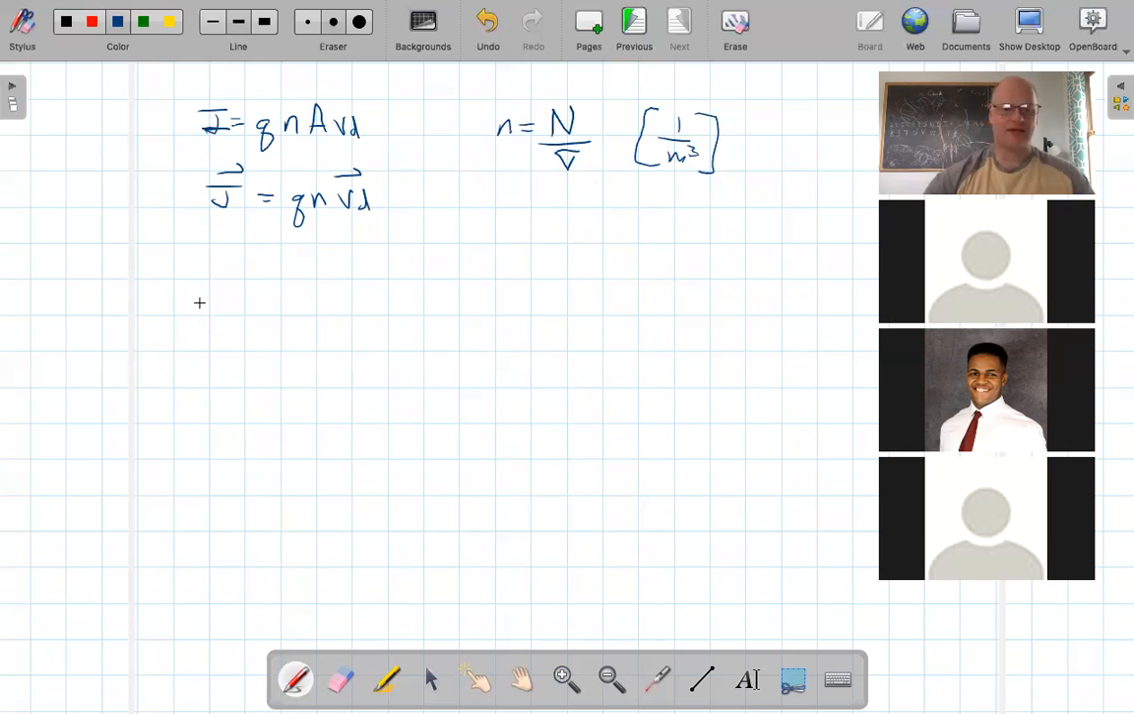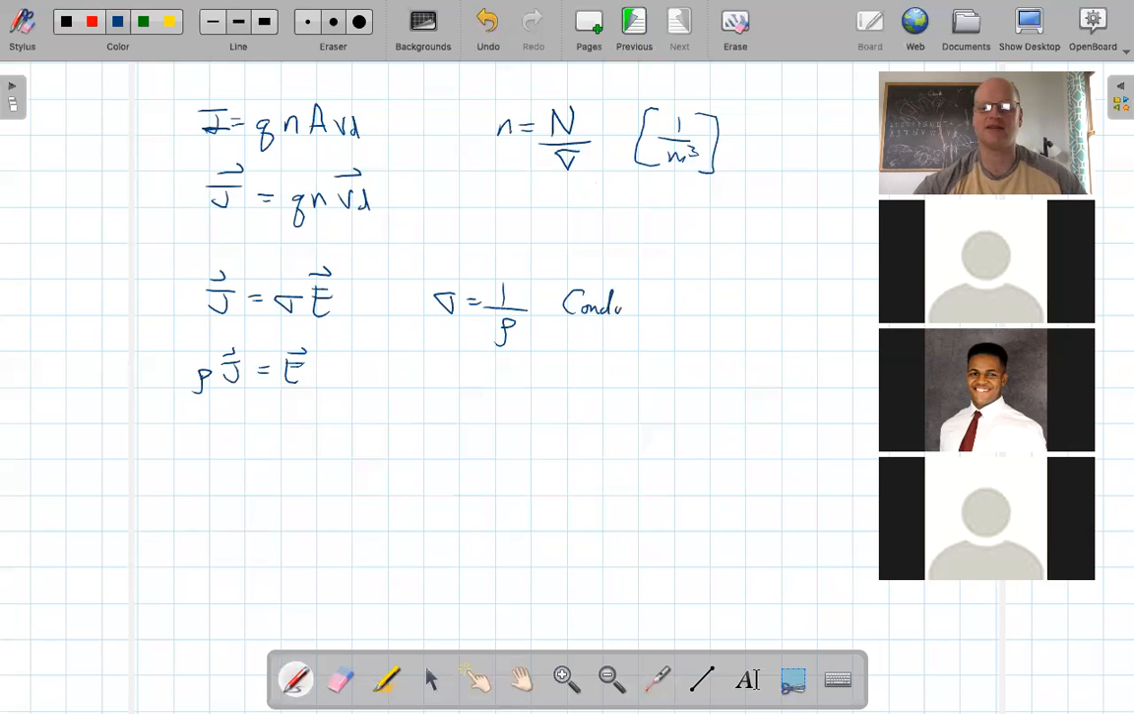From this, the current density is related to the electric field by the conductivity, where the conductivity is equal to 1/resistivity. So I can also write this as rho times J is equal to the electric field. So it just says that the direction of the current density is in the same direction as the electric field, since rho and sigma here are always positive quantities. So this is my conductivity.